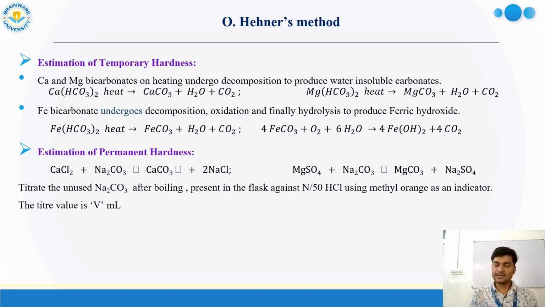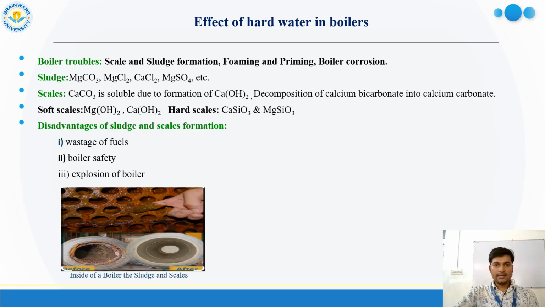So this is another method by which we can find out the amount of temporary as well as permanent hardness within the water. In the next step, when hardness is present within the water, it becomes a big problem because, as I say, not only for drinking purposes, another use of water for mankind is in so many industrial purposes. Mainly water is used in the industry in boilers.